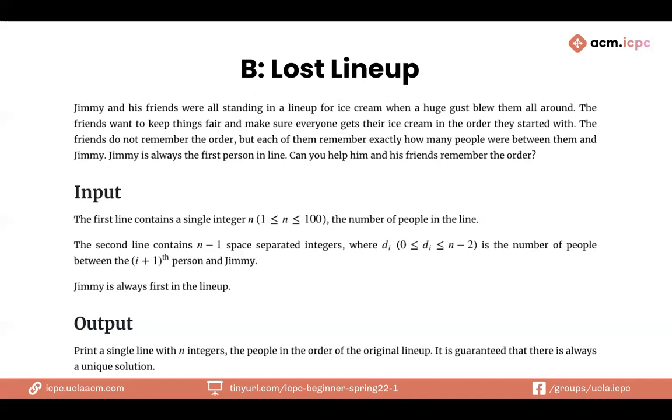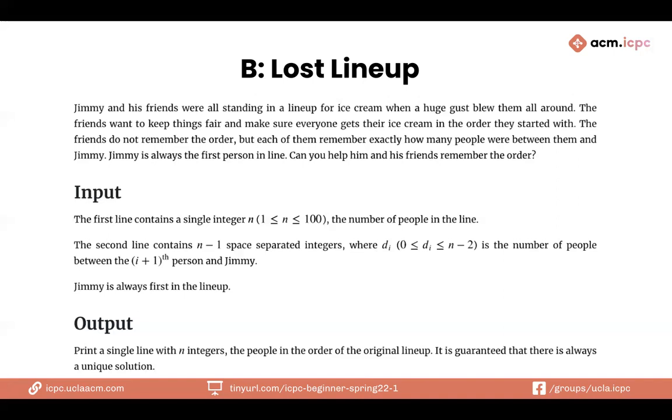So Jimmy and his friends were all standing in a lineup for ice cream when a huge, assumedly gale force wind gust blew them all around. And the friends want to keep things fair, make sure that everyone gets their ice cream in the order that they started with, but the friends don't remember the order.